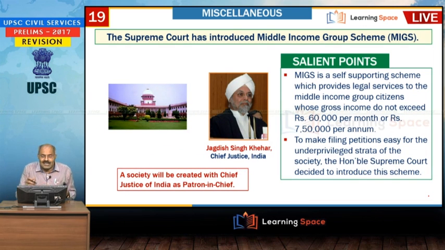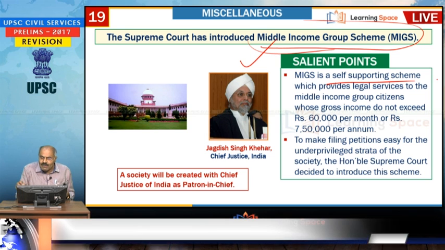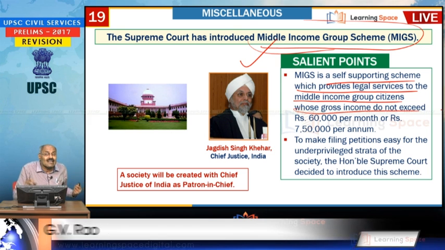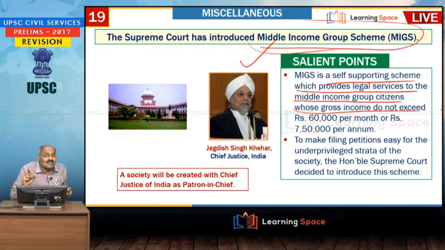Then Supreme Court has introduced the middle income group scheme. Please don't forget, middle income group scheme. This is a self-supporting scheme which provides legal services to middle income group citizens whose gross income does not exceed rupees 60,000 per month, right, to make filing petitions easy for the underprivileged strata of society. This is the initiative of the Supreme Court which decided to introduce this scheme.